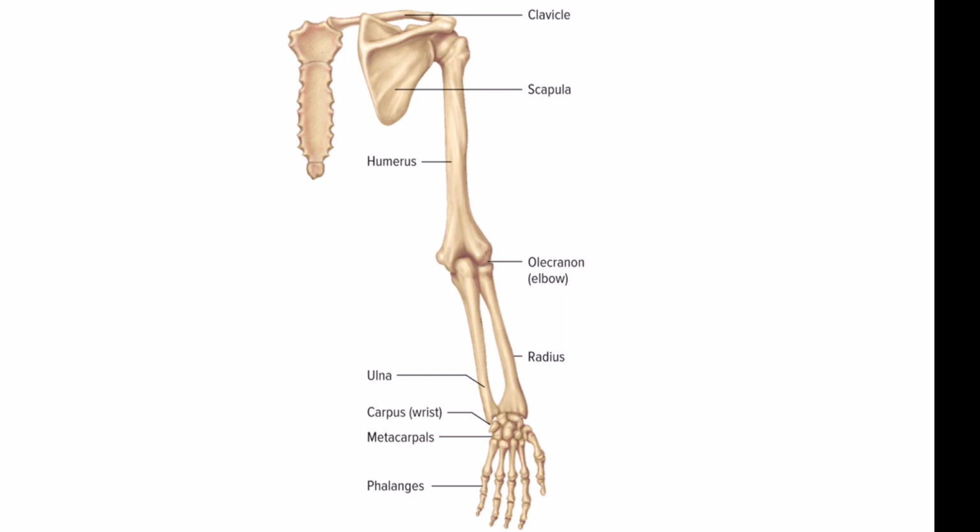Then you can also see we have the carpus, which is the wrist. Metacarpals, those are the bones after the carpus, or the carpals. And then you have your phalanges, which are the finger bones.